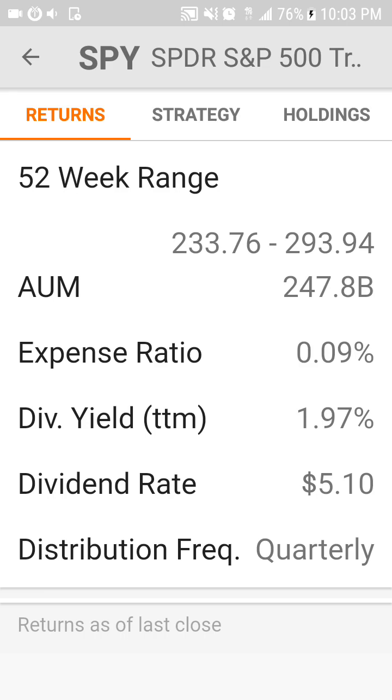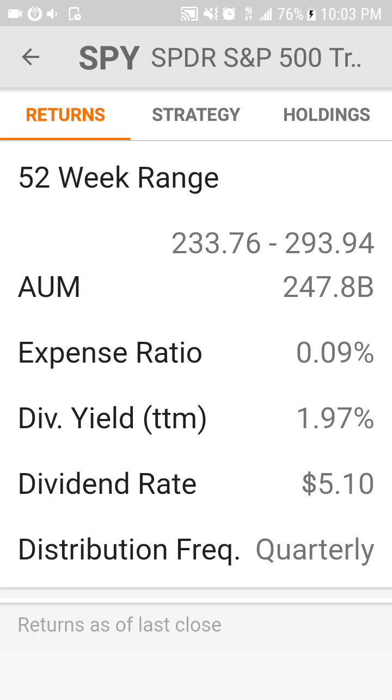Under that, you can see AUM, or assets under management. There's $247.8 billion. You want this to be higher because there's more liquidity. With higher assets under management, it's easier to get in and out of this position. Expense ratio, you want this to be as low as possible. Every year, the cost to own this ETF is built into the ETF.